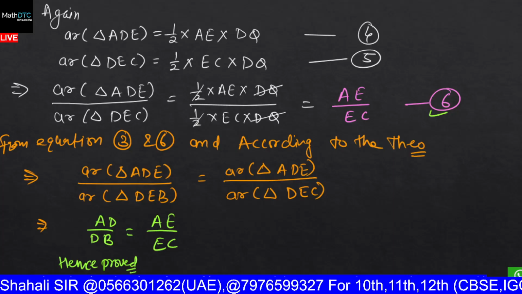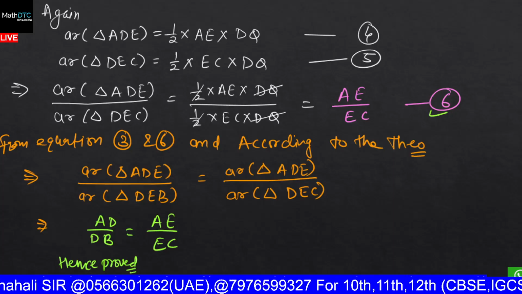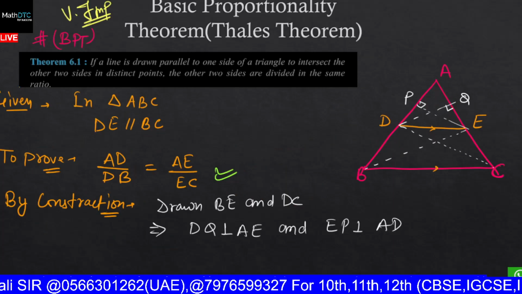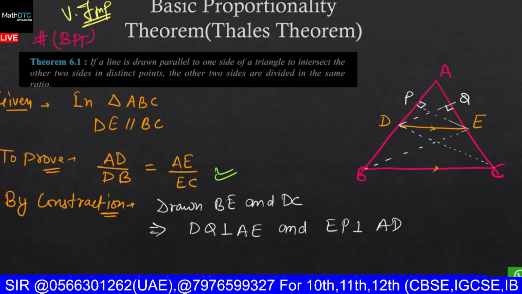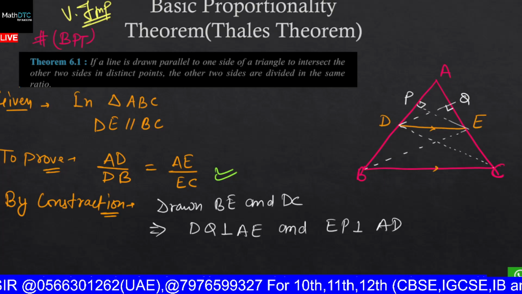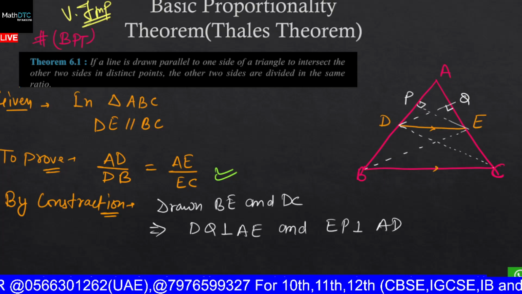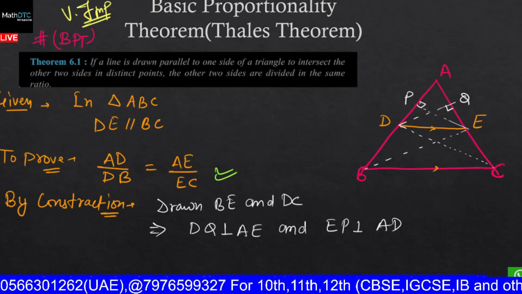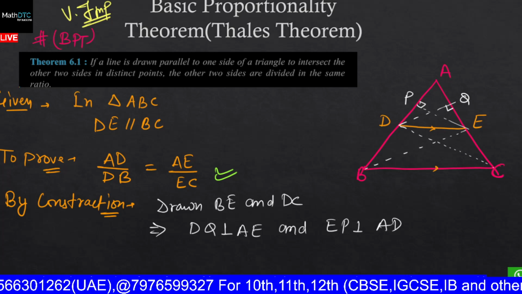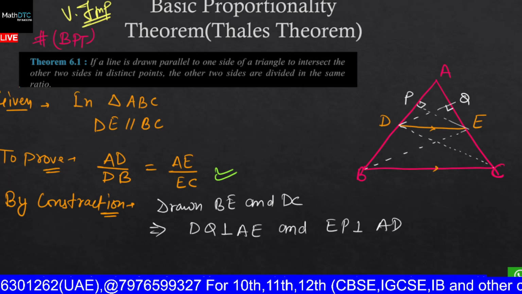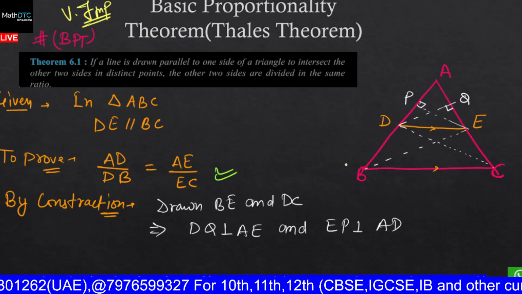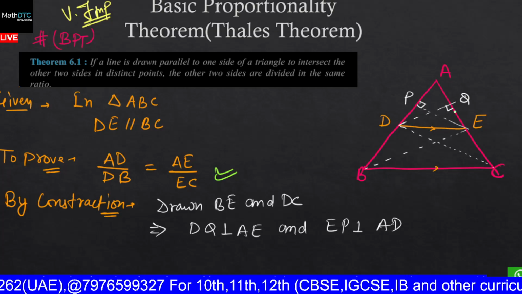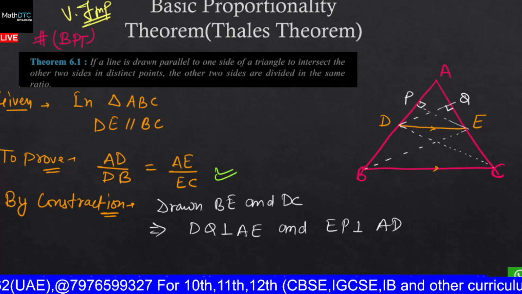Okay, let me revise one more time. See this. We have a theorem. The statement is: when we draw a line parallel to one of the sides of a triangle, intersecting the other two sides at two distinct points, then it divides the sides in the same ratio, that AD over DB is equal to AE over EC, right? Okay, we did some constructions, you can see here.